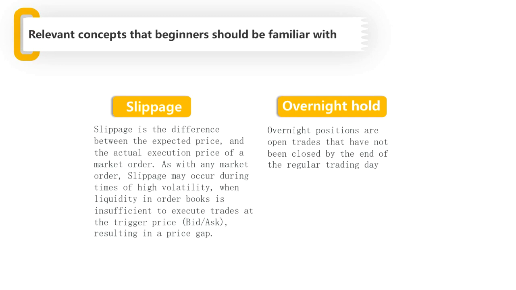Okay, and last in the lesson, we are going to explain two more concepts. The first one is slippage. Slippage is the difference between the expected price and the actual execution price of a market order. As with any market order, slippage may occur during times of high volatility, when liquidity in order books is insufficient to execute trades at the trigger price, bid and ask, resulting in a price gap.